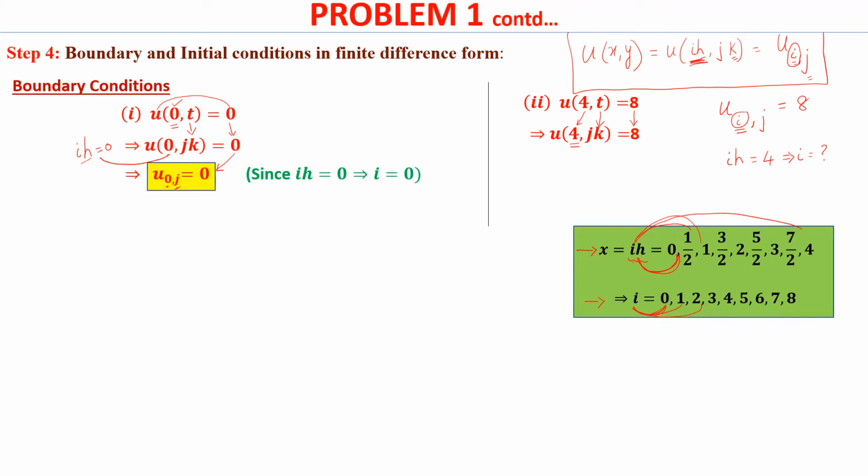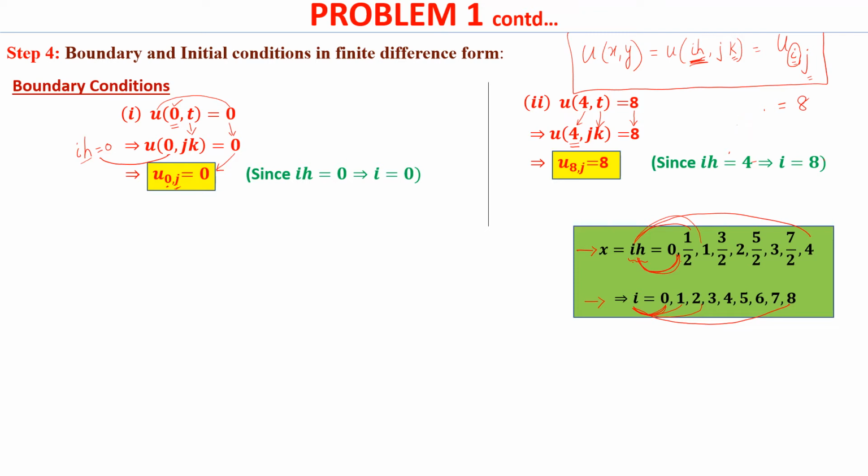ih equal to 4. So look at the first one. ih is equal to 4. So what is the value of I correspondingly? It takes the last value. And what is the last value? It is 8. When ih is equal to 4, the value of I is equal to 8. And therefore, what do you write as a suffix in place of I? It becomes 8. And thus in the finite difference form, this boundary condition becomes u8 comma j is equal to 8. Since the reason is, ih is equal to 4 implies I is equal to 8. So that is the description that we have explained just now.